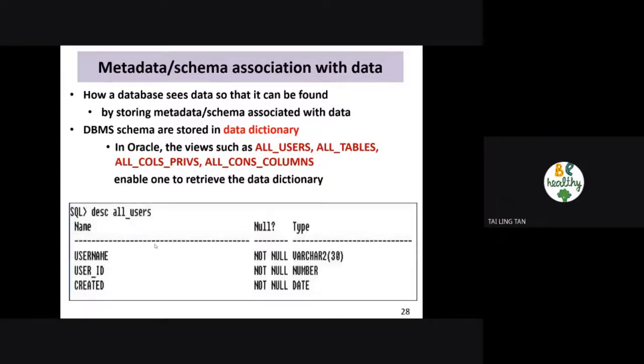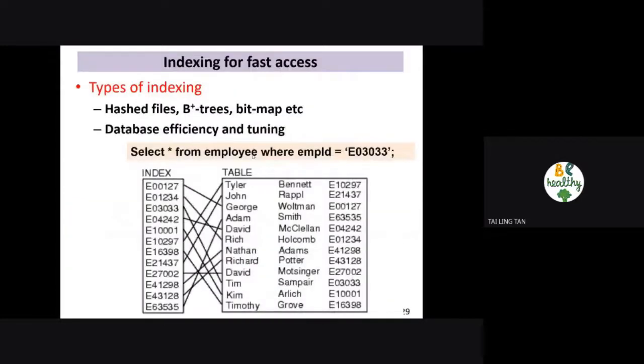Okay, so this is the example. You have used Oracle before. When we say describe all user, it will list out all the fields and what the data type is. So for all user, this is how the user is stored in the database based on the data type. Okay, next one here is the type of indexing.